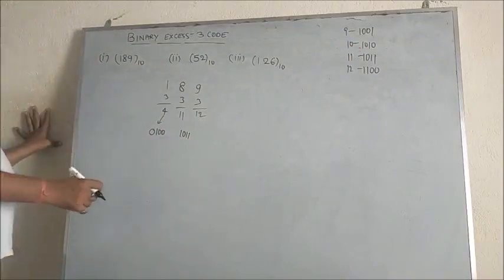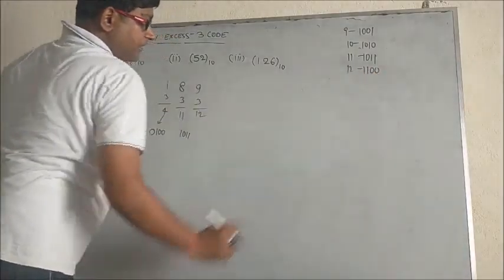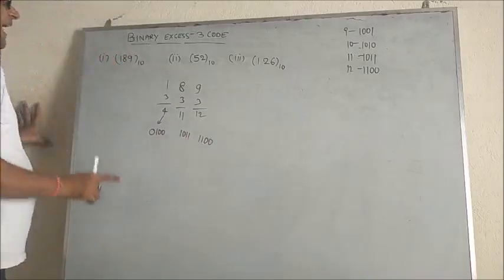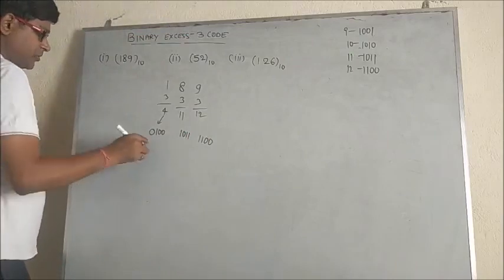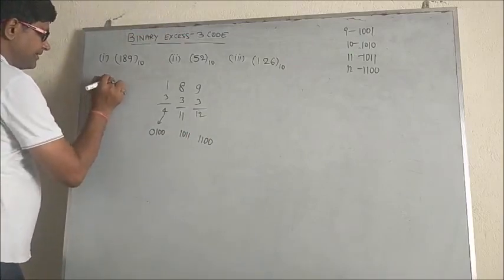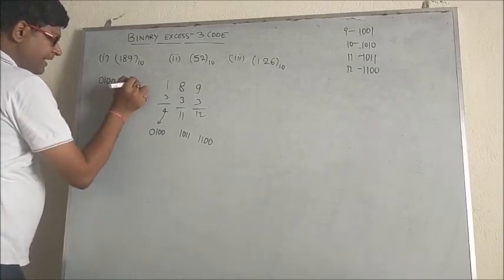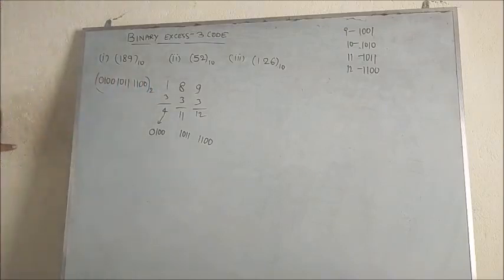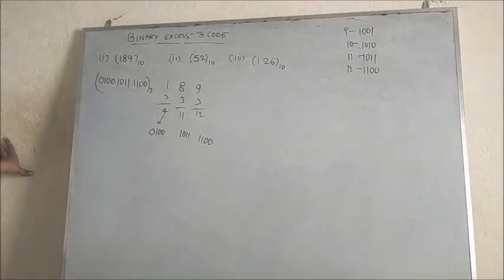What is the addition of 9 plus 3? It is 12, and 12 can be rewritten as 1100. So the binary excess 3 code of 189 is 0100 1011 1100 to the base 2. Right? You got the point? Okay.